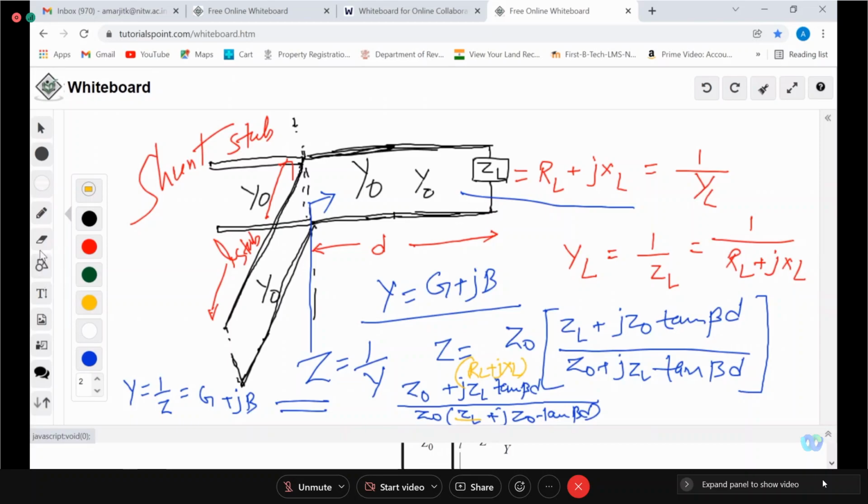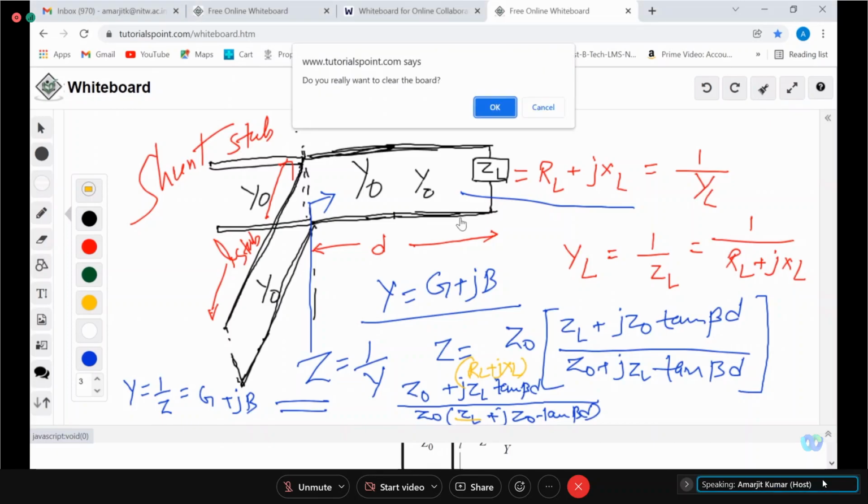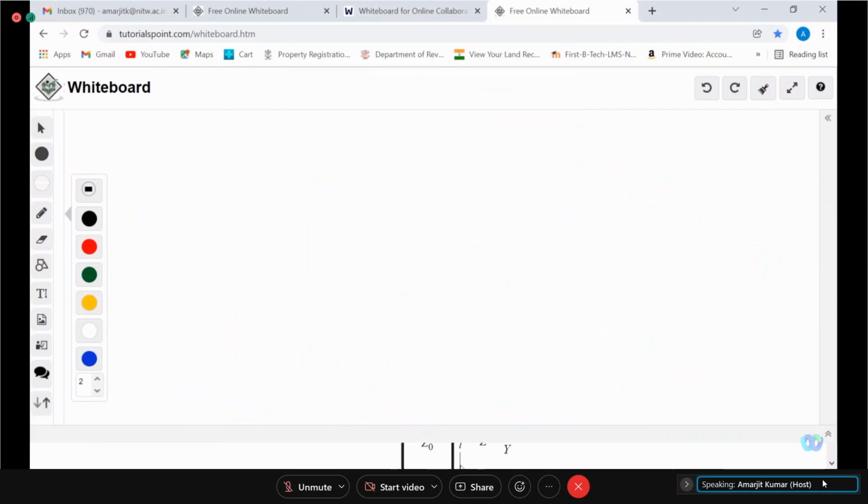So can you calculate G and V? What is the value? What is the value of G and V? After solving this equation, I have to clean it, then I can write. Okay, so I will clean it. So what is G and V? It is here.